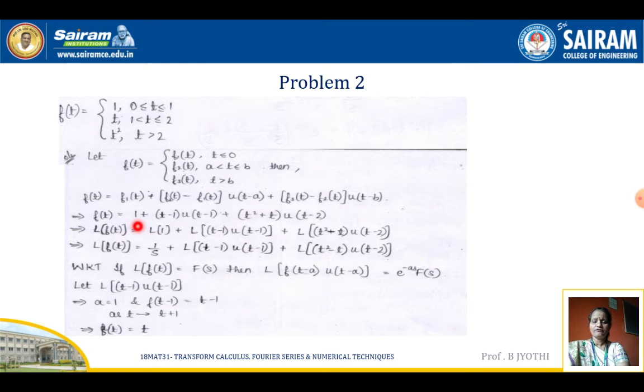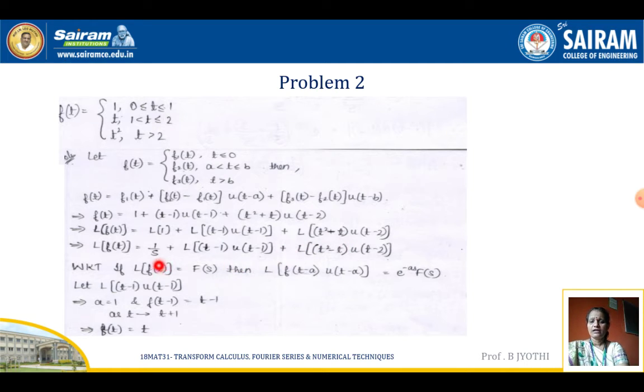So f1 of t is 1, f2 of t is t, f3 of t is t square. Therefore, f of t is 1 plus t minus 1 into u of t minus 1 plus t square minus t into u of t minus 2. So let us apply the Laplace transform on both sides. Then L of f of t is given by L of 1 plus L of t minus 1 into u of t minus 1 plus L of t square minus t into u of t minus 2.